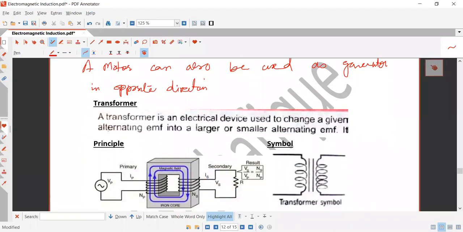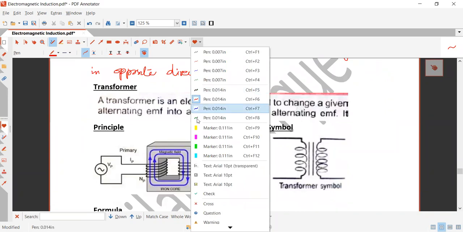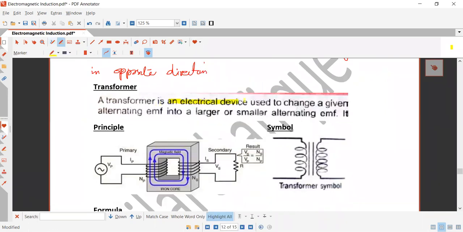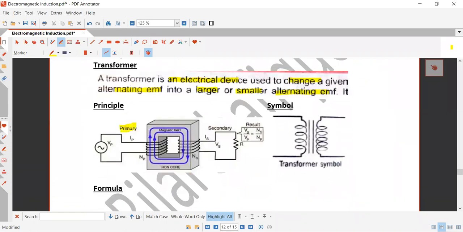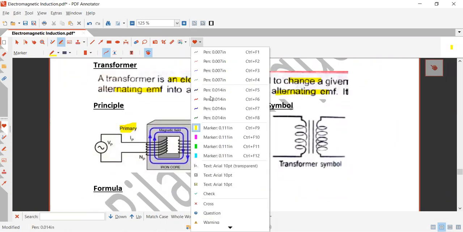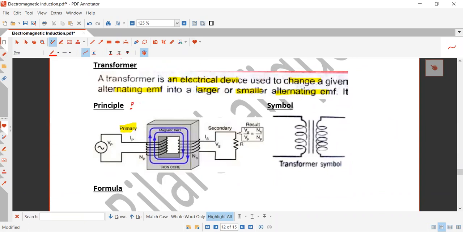Okay, students, transformer. What is a transformer, students? It is an electrical device used to change a given alternating EMF into a larger or smaller alternating EMF, right? What is the principle? Like we have some primary coil, mutual inductance. What is the principle, students? Mutual induction, that we have studied yesterday, right?